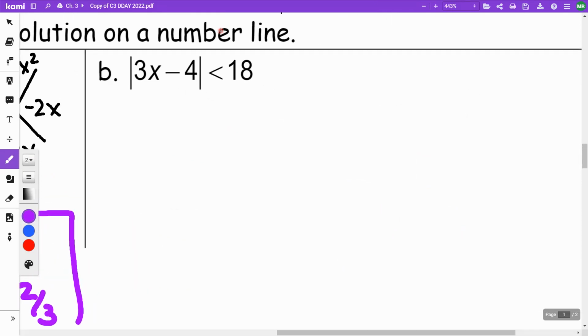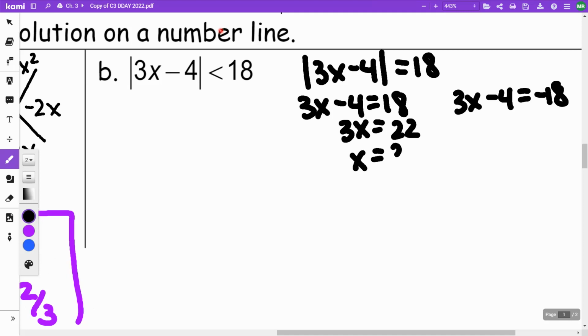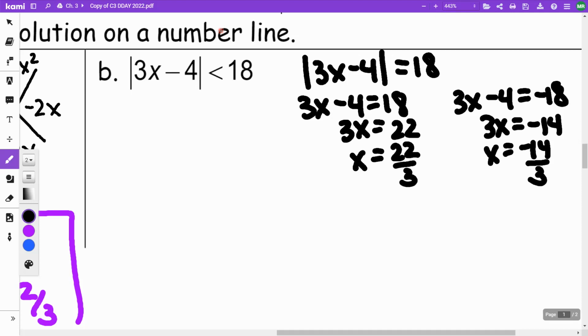Okay, on the next one, absolute value of 3x minus 4 is less than 18. So in this case, I really am going to think of this as an equation to get my two boundary points to start with. So I'm going to work out 3x minus 4 equals 18, and 3x minus 4 equals negative 18. So 3x is equal to 22, x is equal to 22 thirds. 3x is equal to negative 14, x is equal to negative 14 thirds.